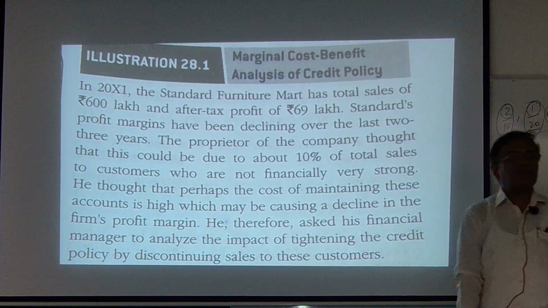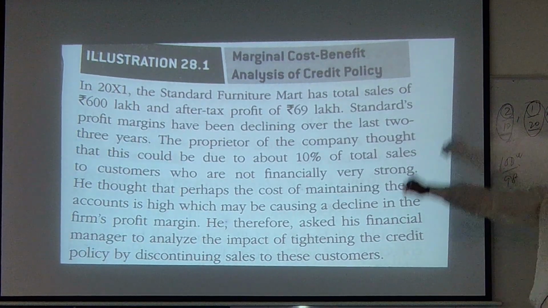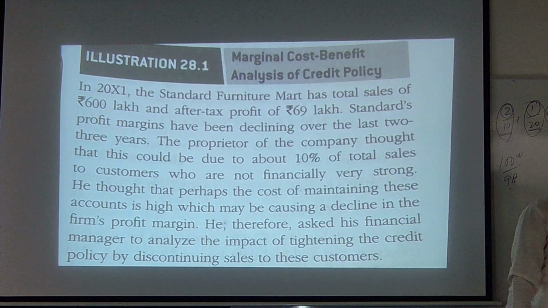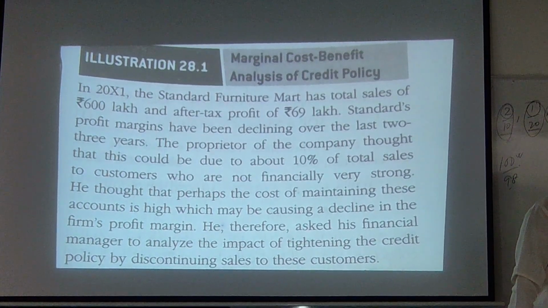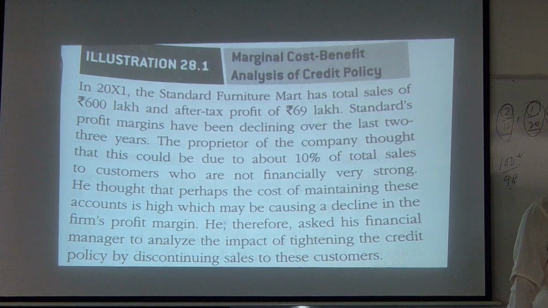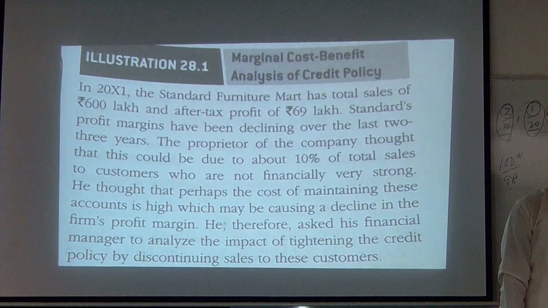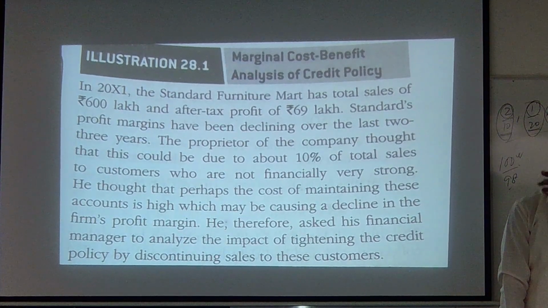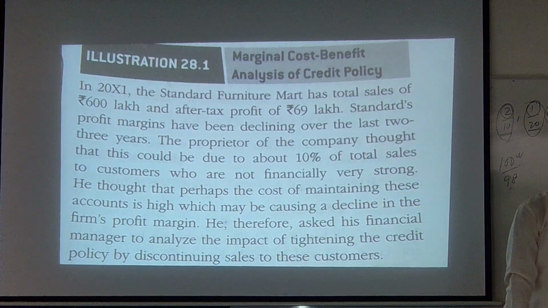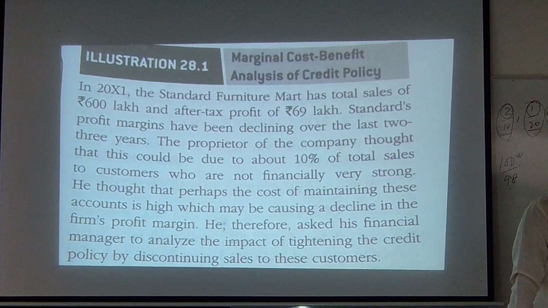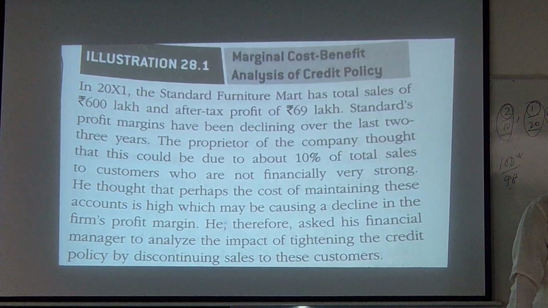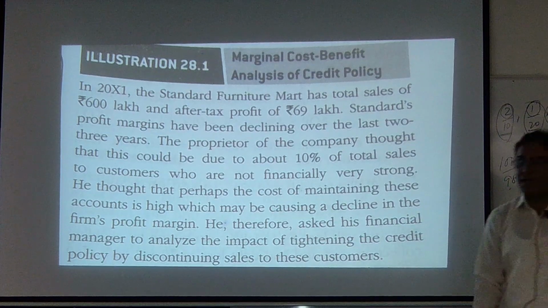इसका मतलब 600 lakhs का 10% 60 lakhs ऐसे कस्टमर हैं, 60 lakhs का सेल्स हो रहा है, वो बहुत फाइनेंशियली स्ट्रांग नहीं है और उनके एफर्ट में आपका कॉस्ट ज़्यादा लग रहा है एडमिनिस्टर करने में, कलेक्शन करने में, तो उसको छोड़ देते हैं, उस सेल्स को छोड़ देते हैं. दैट इज व्हाट द व्यू. क्लियर? अब क्या करना है?